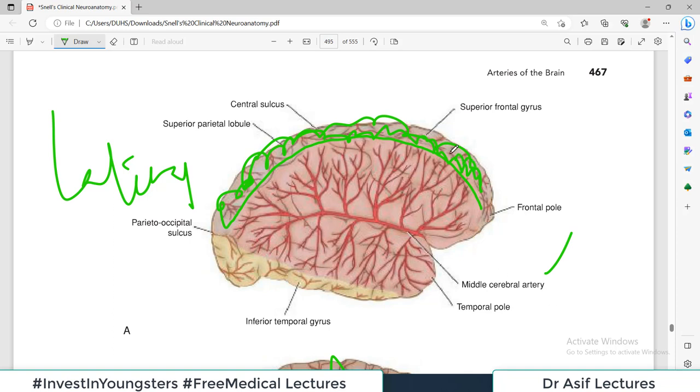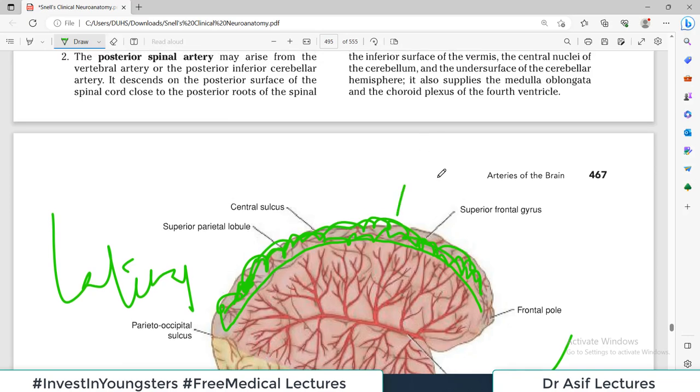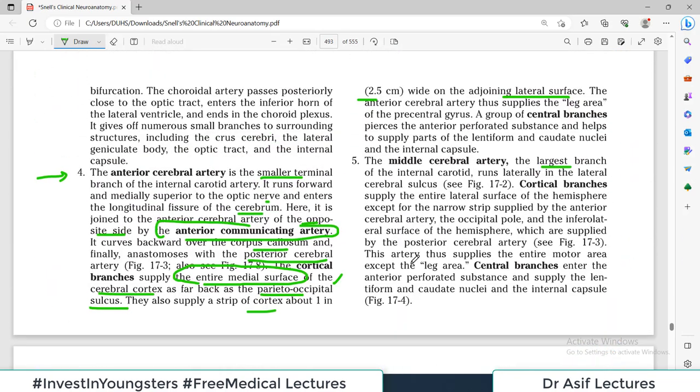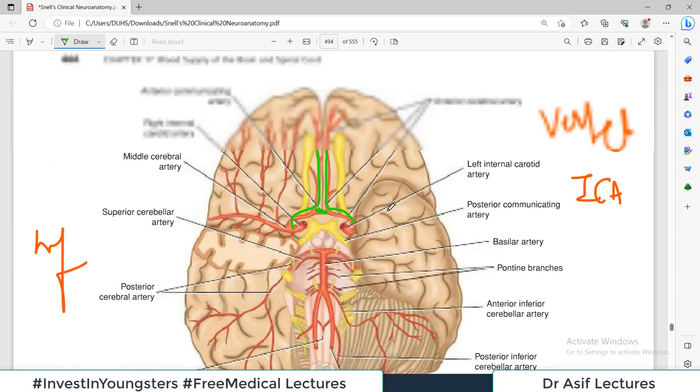But this strip is supplied by the anterior cerebral, and this is where the leg area is present, and therefore it is important to understand that the leg area is supplied by the anterior cerebral artery. So isme agar koi blockage hota hai, the leg area will be gone. Okay, this is an important indication. The anterior cerebral artery thus supplies the leg area of the precentral gyrus. Achha, a group of central branches pierces the anterior perforated substance and helps to supply parts of the lentiform and the caudate nuclei and the internal capsule as well.